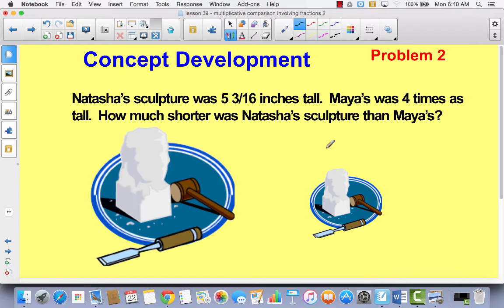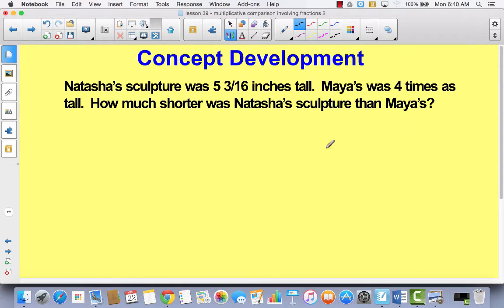Natasha's sculpture was 5 and 3/16 inches tall. Maya's was 4 times as tall. How much shorter was Natasha's sculpture than Maya's? Okay, so let's take a look here.